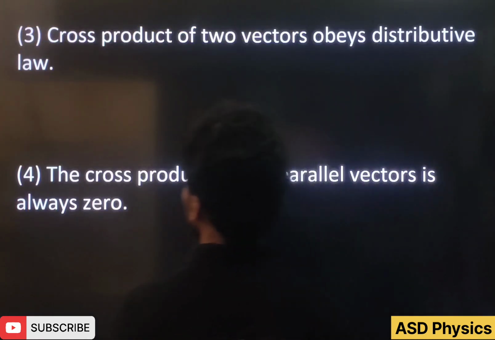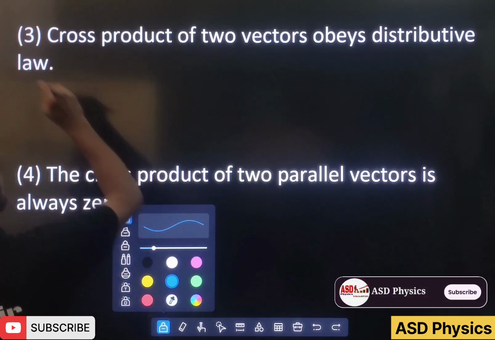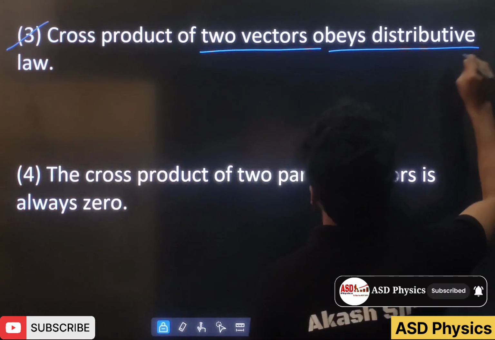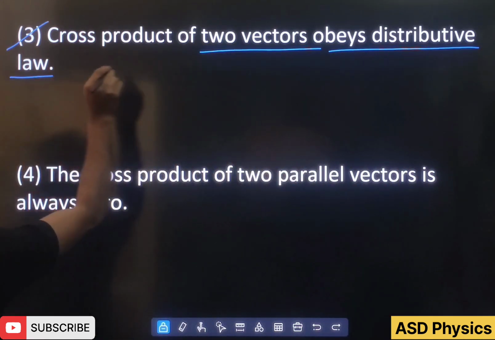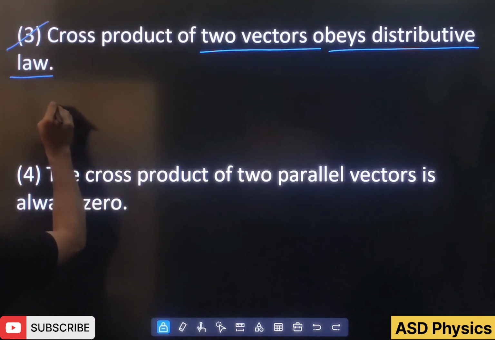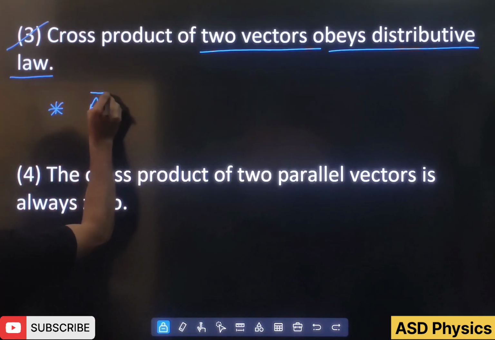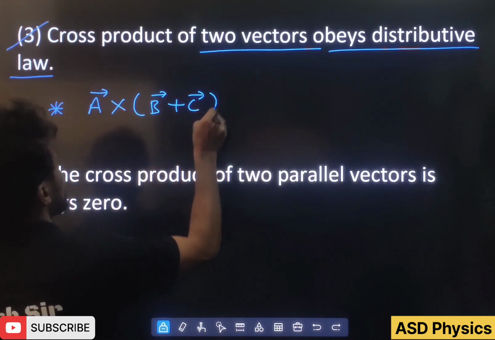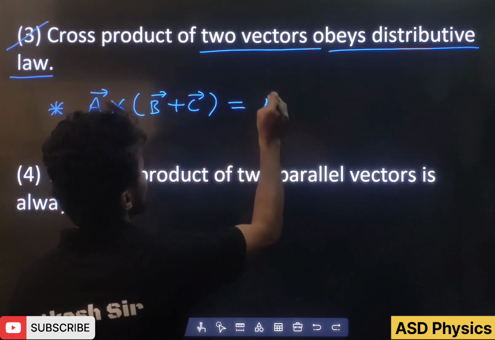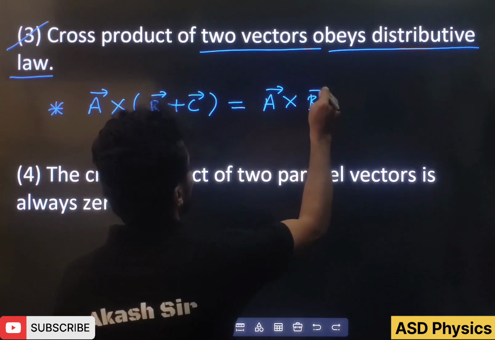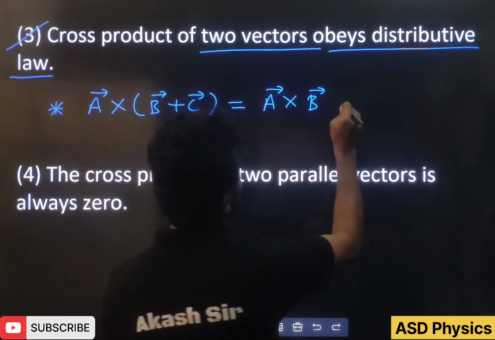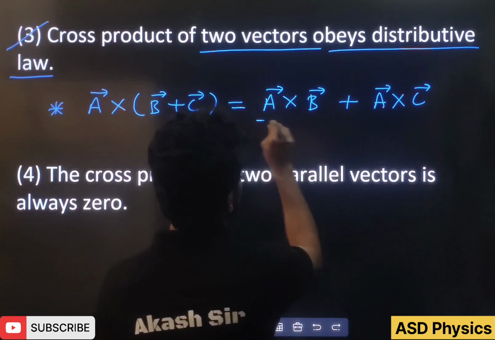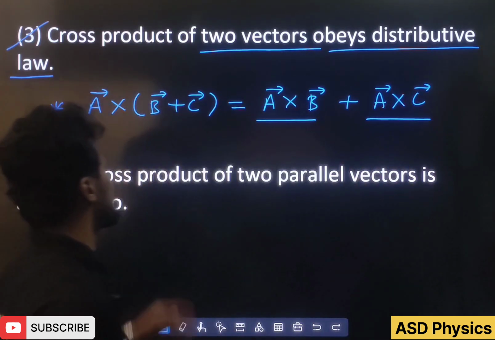Okay, great. Now let's see the next one. Third one: cross product of two vectors obeys the distributive law. What is the distributive law? Let's see here. I have taken vector A cross B plus C. Normally this will become vector A cross B plus vector A cross C. Now this is A cross B and here A cross C. Directly we will multiply.